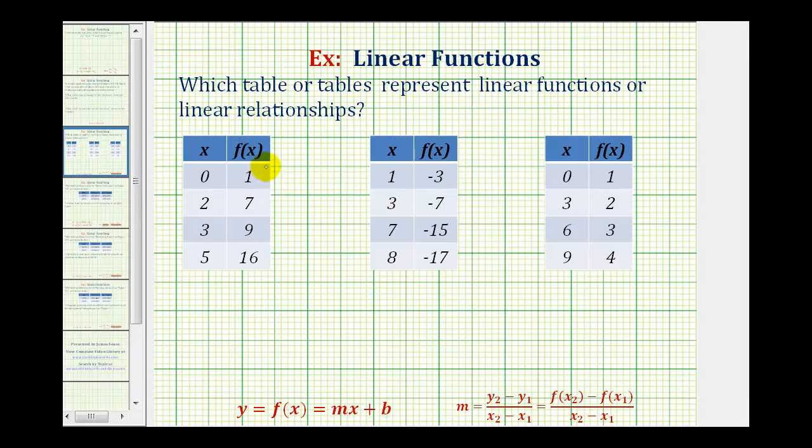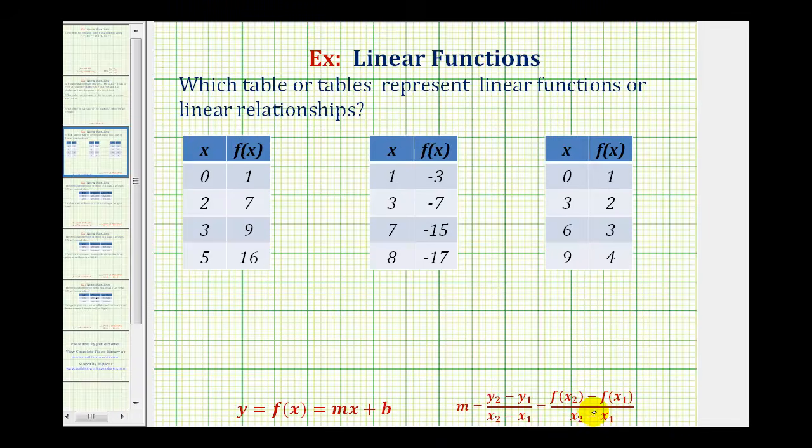We're asked to determine which table or tables represent linear functions or linear relationships. If a table represents a linear function, then the rate of change must be the same, or a constant. To determine the rate of change in the table, we'll find the change in the function values and divide by the change in the x values.